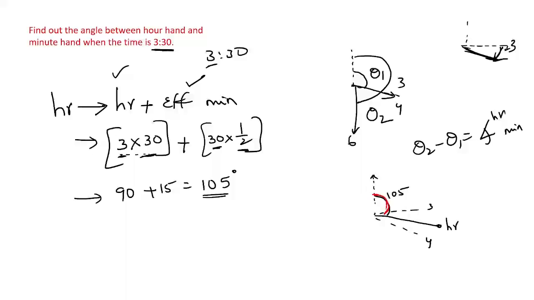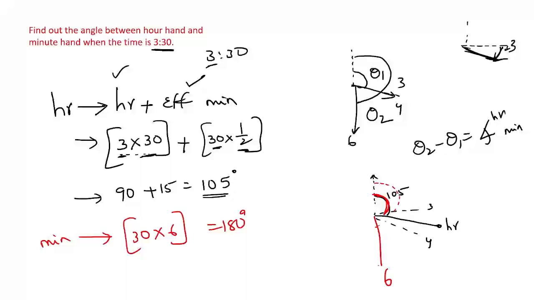So from here, it's going to be 105 degrees. Now, find the angle made by the minute hand. We know that every minute equals 6 degrees. So multiply the number of minutes by 6, and you get 180 degrees. That means from here, the minute hand is exactly at 180 degrees. So the hour hand is at 105 and the minute hand is at 180. If you want to find the angle between the hour hand and the minute hand, simply subtract one from the other. You will get your answer.